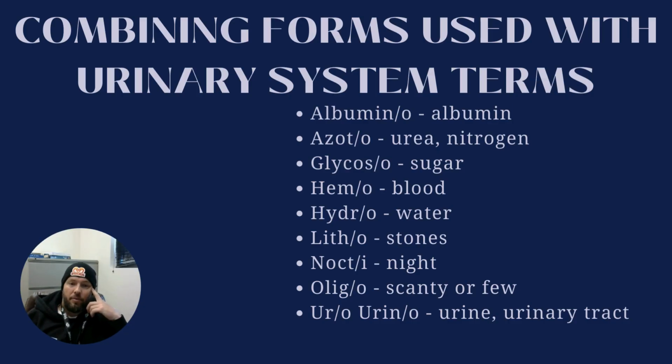Here are some combining forms from chapter 6. There are a lot more that I'm leaving out, so I suggest you read the chapter and study and practice and use the exercises. But here are some of them. Albumino is referring to albumin, which is protein. Azoto is referring to urea or nitrogen. Glycoso is sugar. Hemo, blood. Hydro, water. Litho, stones. Nocti is night. This is an interesting one because the combining vowel is an I instead of the typical O. Oligo, scanty or few. Uro, urino, both referring to urine or the urinary tract.